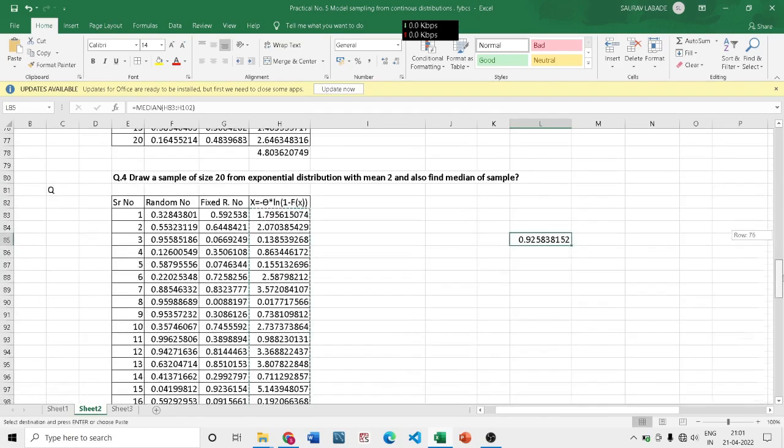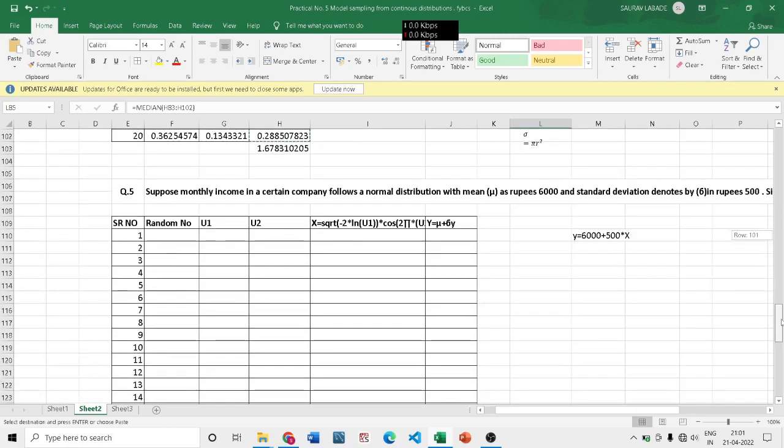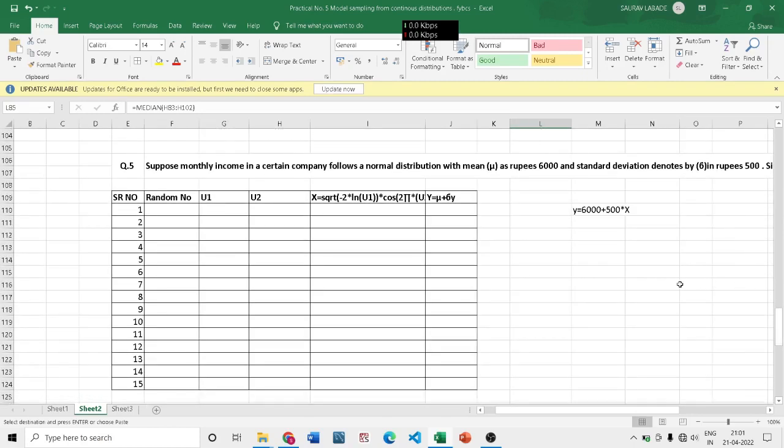Now the next thing, question number 5, is generating the random samples of the normal distribution. So we are seeing how to generate the random sample of the normal distribution, right? Now remember the difference between generating random samples of any other distribution and the normal distribution.